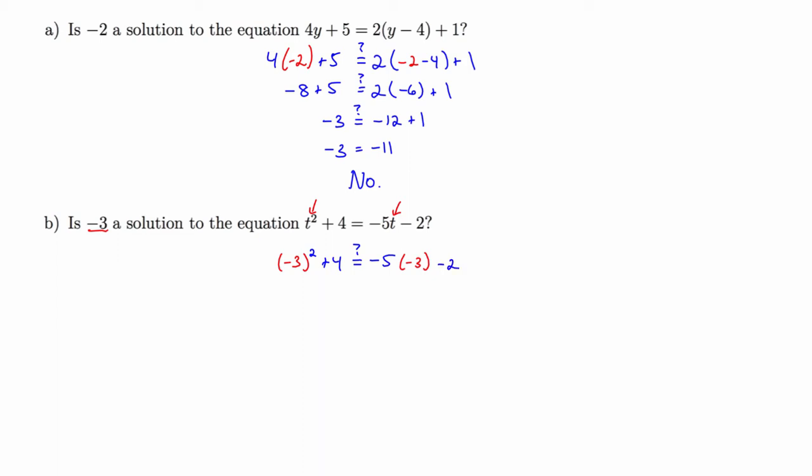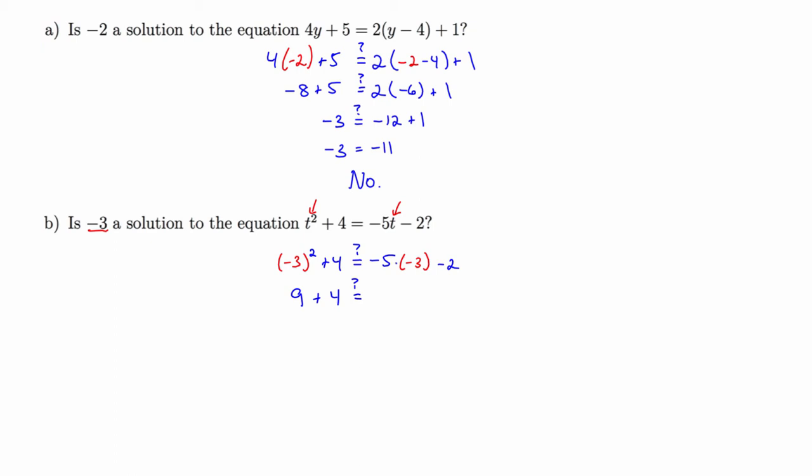The key with substituting -3 in for the t in t squared is that the square applies to all of t, so the square has to apply to everything that we substitute in place of t. So having those parentheses around the -3 is critical. Without the parentheses, it would change the meaning. (-3) squared means -3 times -3, which is 9. So our left side becomes 9 + 4. And the question is, is that equal to -5 times -3 minus 2?